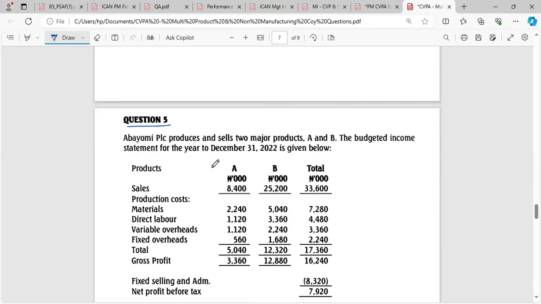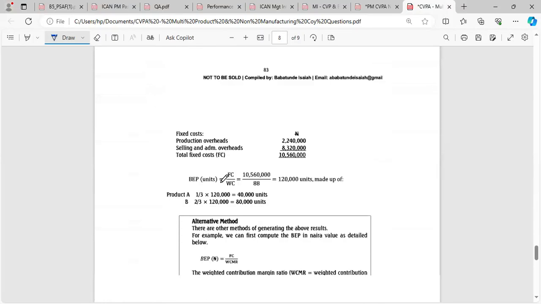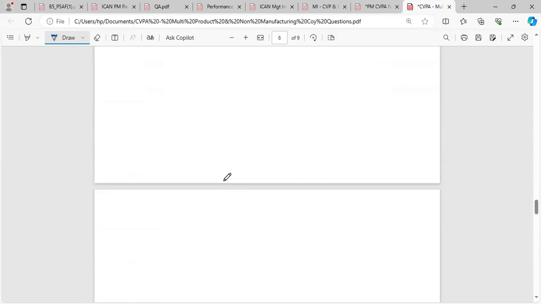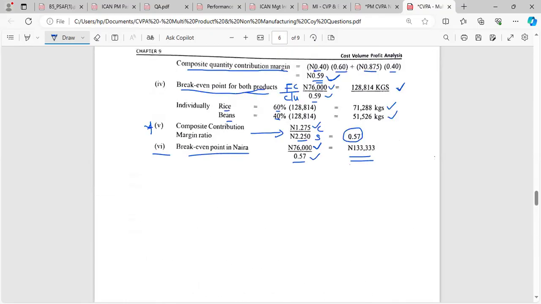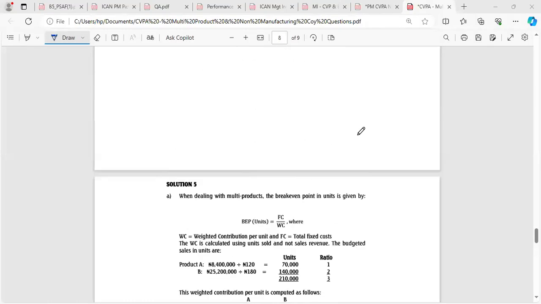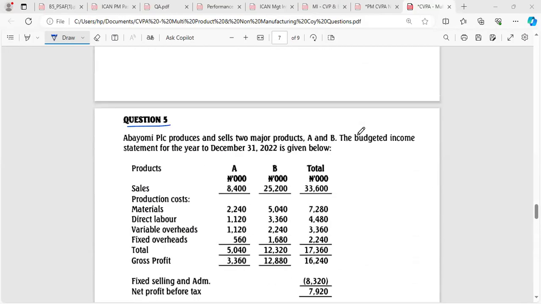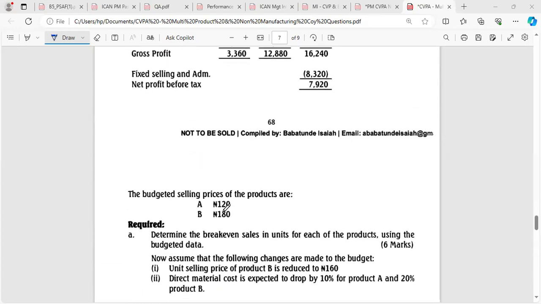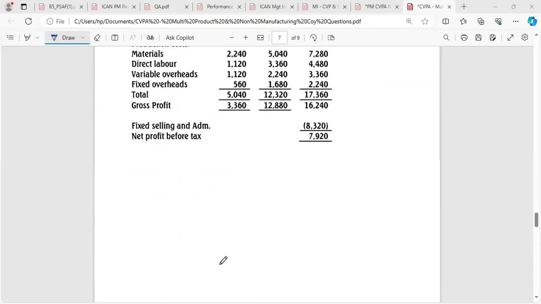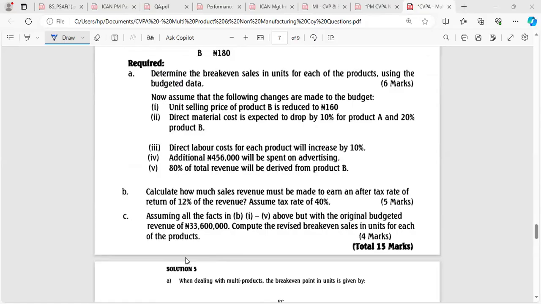So this is ICAN question 5, which we are going to be looking at now. So we have this question from May 2022, I think. So this is question 5 on Abayomi PLC. Now, if you look at this question, it is a very short question anyway. And we have about 3 requirements for 15 marks: 6, 5, 4.